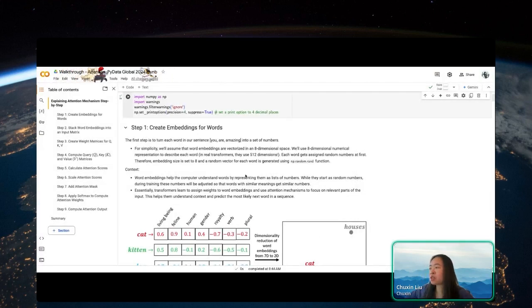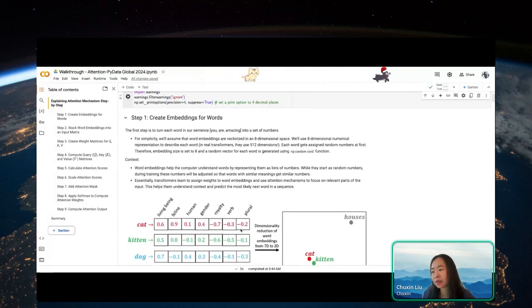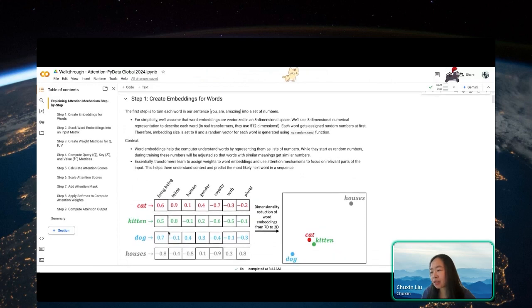Okay. So we use an 8-dimensional numerical representation to describe each word. Down here, you can see an example with 7 numbers, let's say. Cat, kitten, dog, horses. They can each be represented with 7 numbers, and different numbers represent different things. Let's say the first number represents whether they are a living being. The second number represents whether it's a feline or not. The third number represents whether it's a human, and then the next is the gender.